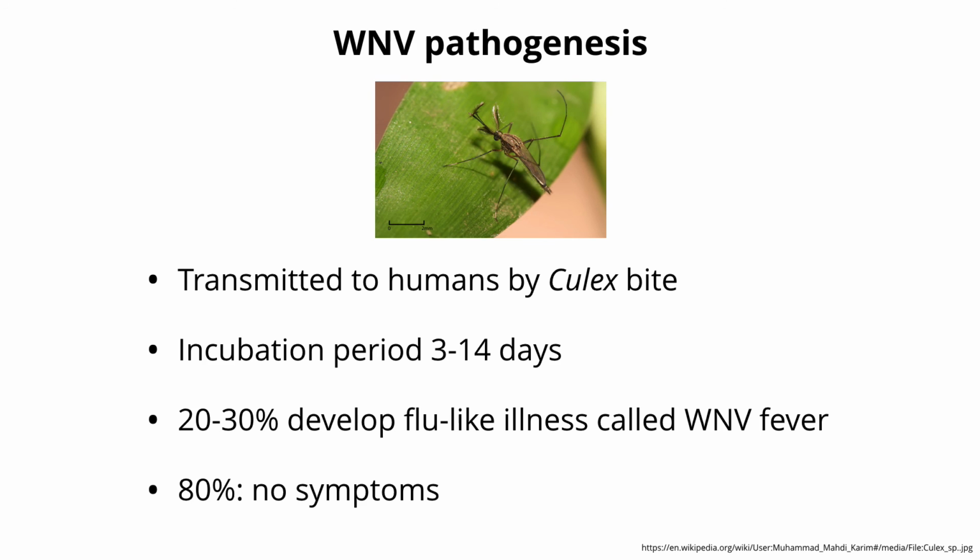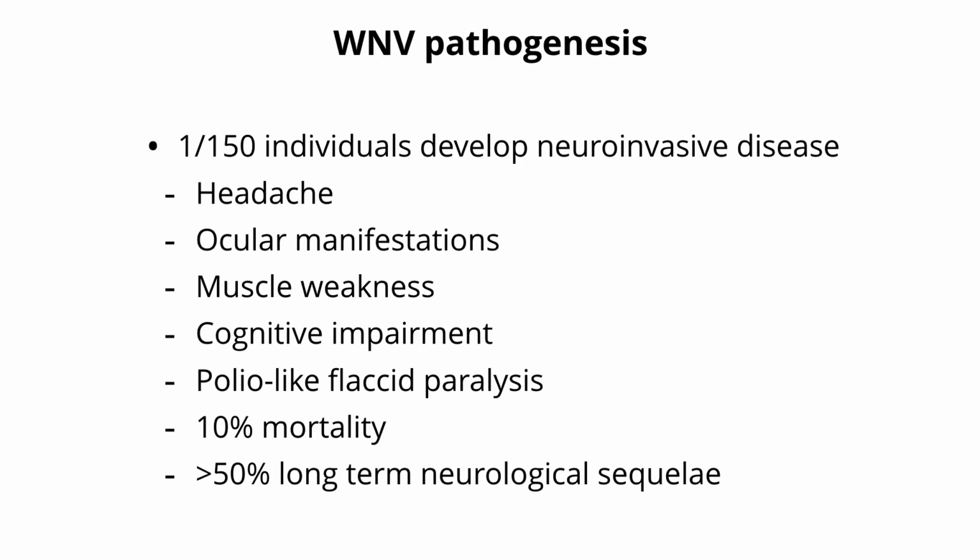80% of people have no symptoms. So not really serious, but when you talk about CNS involvement, it becomes more serious. 1 in 150 people develop neuroinvasive disease. The virus gets into the central nervous system, and you can have a whole host of problems associated with that, including headaches, even polio-like flaccid paralysis, 10% mortality, so it's a serious illness. And half of these people have long-term neurological sequelae.